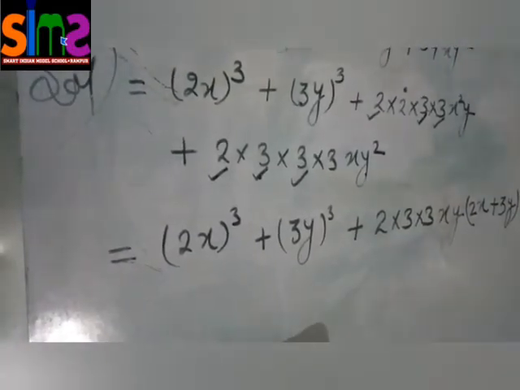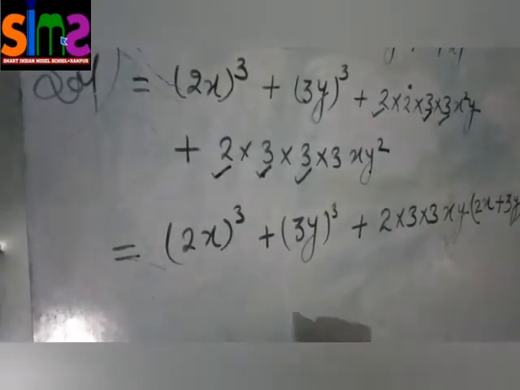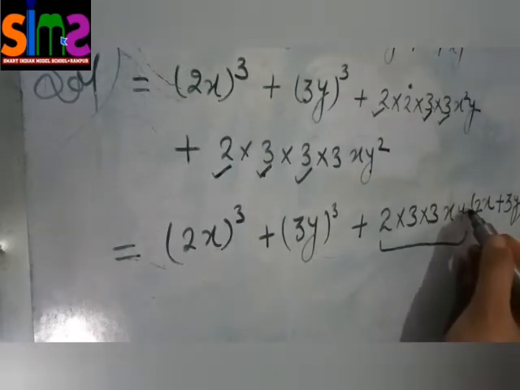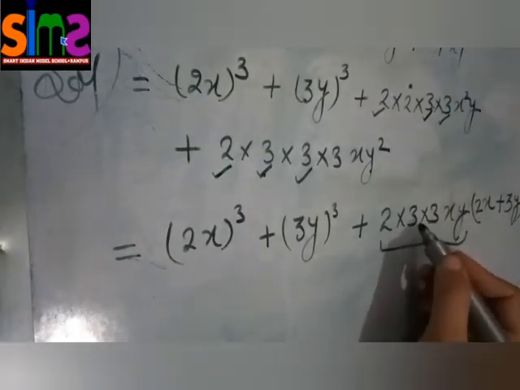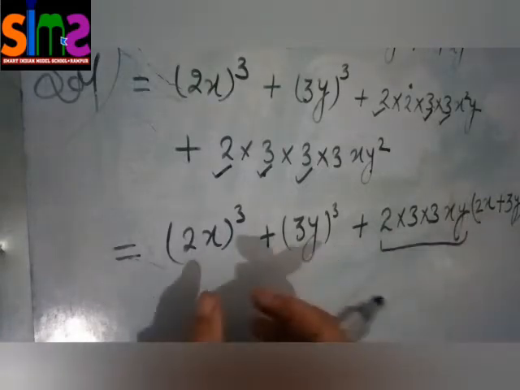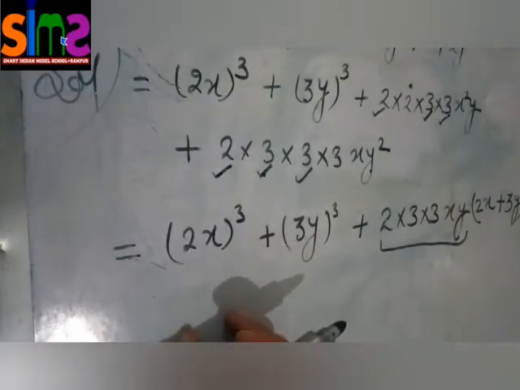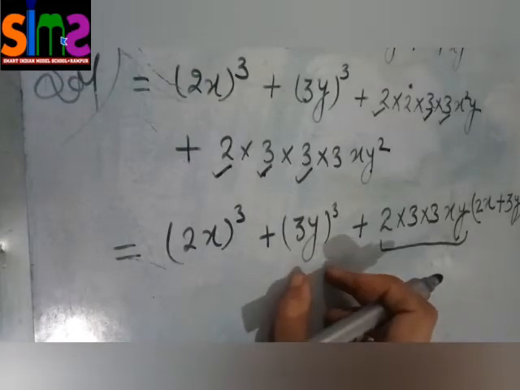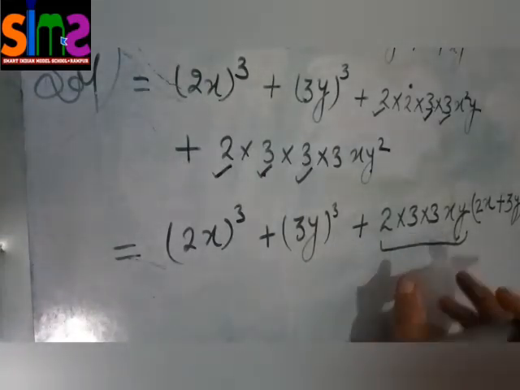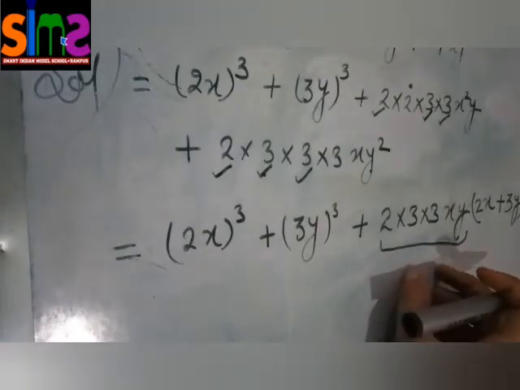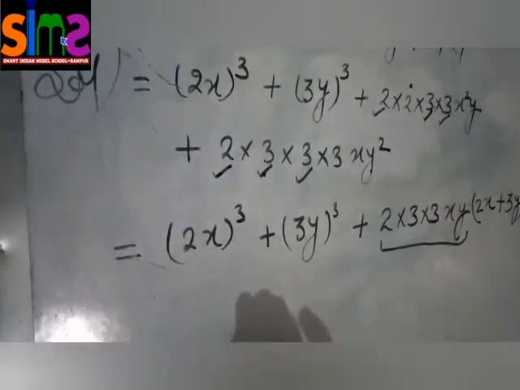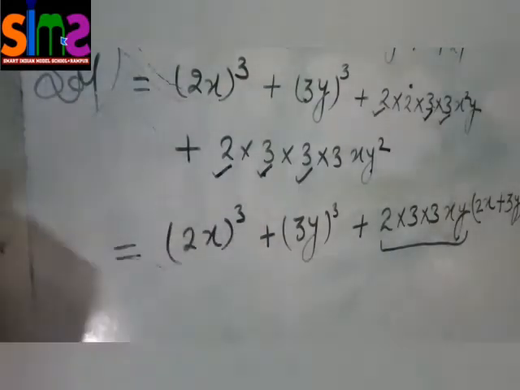Here is our bracket. Now what you are observing from here, this is written 2 into 3 into 3xy and 2x plus 3y. As you can see that this one is x cube, this is y cube, and this is some kind of term, but you are not recognizing it. So let's solve it also, so that you can understand and recognize it easily.